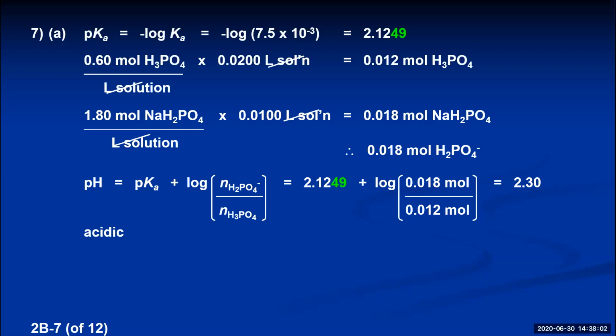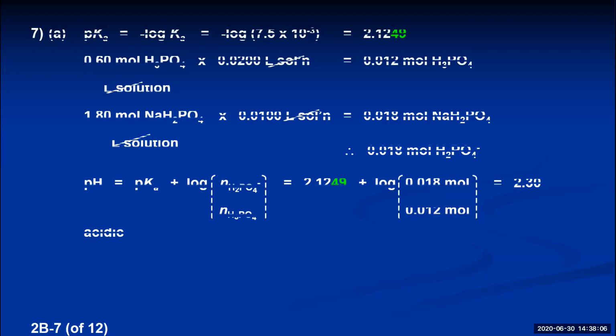So this particular buffer we have here is an acidic buffer because the pH is 2.30. Let's see what happens when we add the hydrochloric acid. Now, we're mixing two solutions together, so we need to calculate the moles of each component. And in 7A, we already calculated how many moles of phosphoric acid and how many moles of dihydrogen phosphate there were, so I'm not going to do those calculations again, but I will calculate the number of moles of HCl.